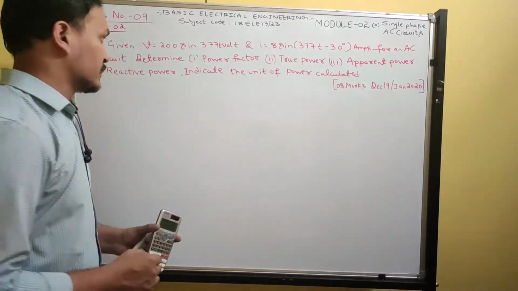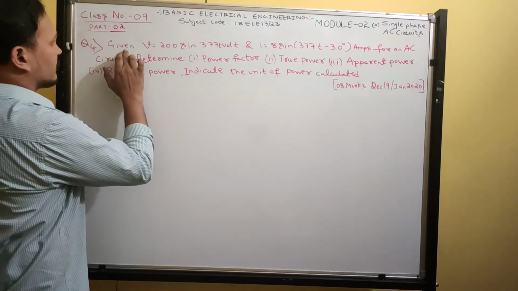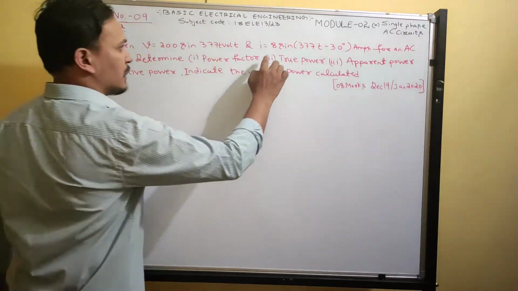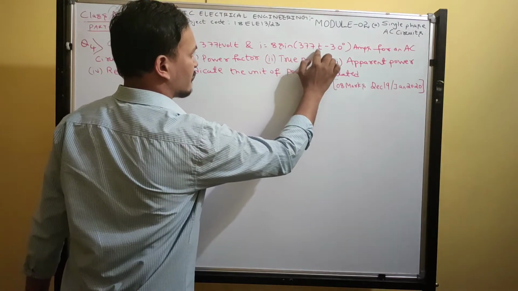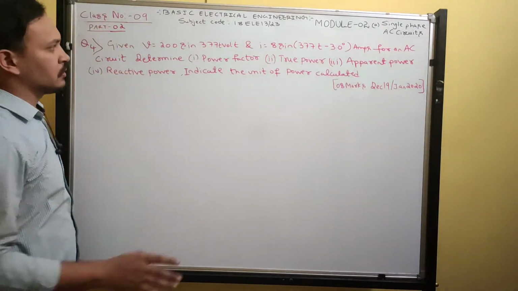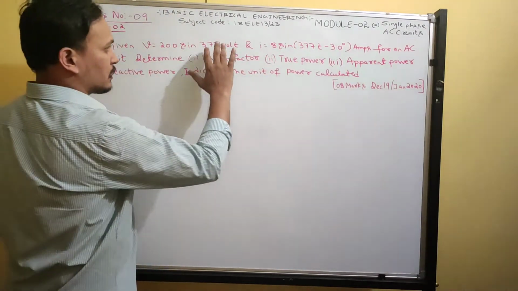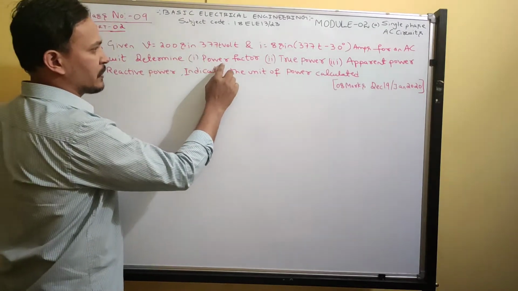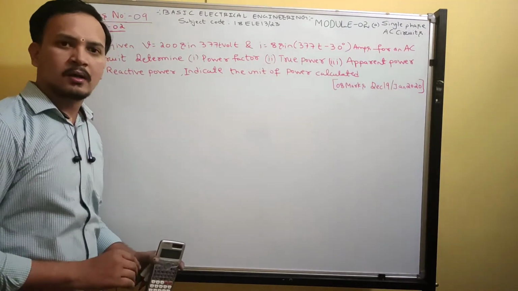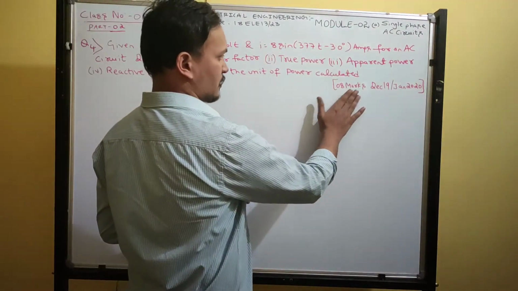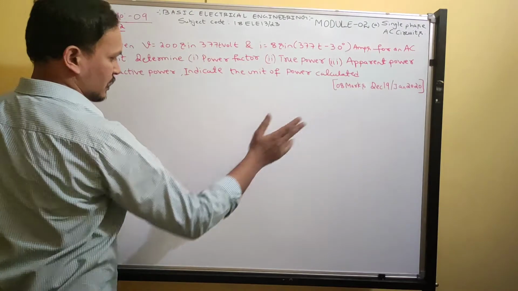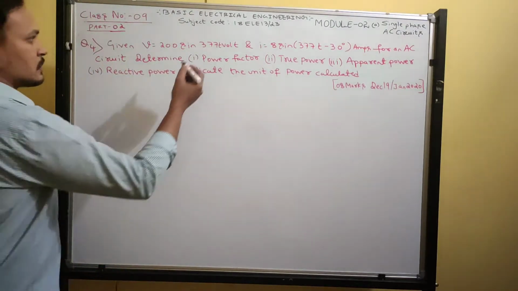So we can start. Question number 4: given instantaneous voltage 200 sine 377t volts and instantaneous current 8 sine (377t minus 30 degrees) amps for some AC circuit. For this given data, you should calculate power factor, true power, apparent power, reactive power, and indicate the unit of power calculated. This question was asked for 8 marks in the December 19, January 2020 exam, for the 18 scheme syllabus. Okay, we can start the solution.